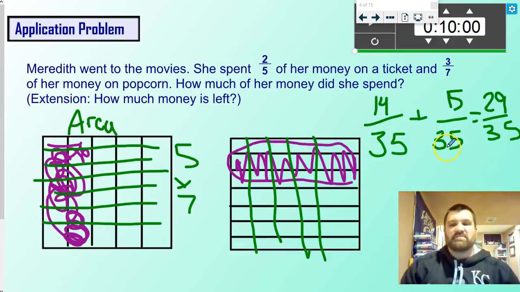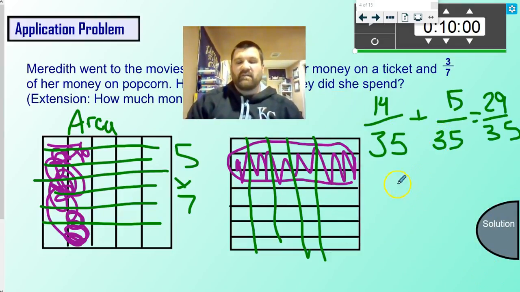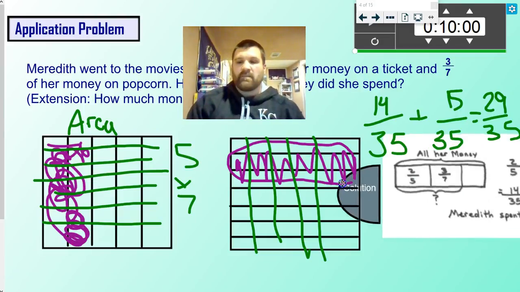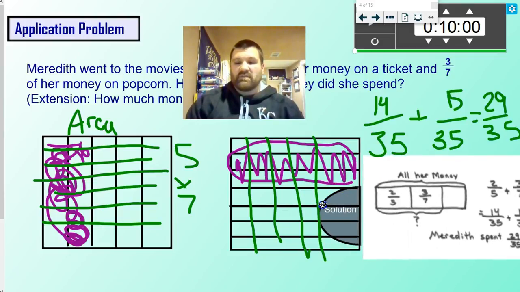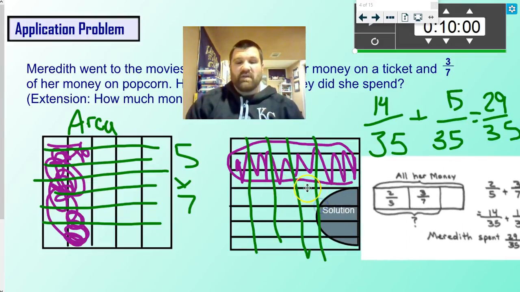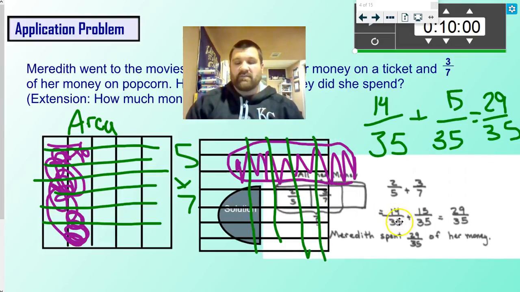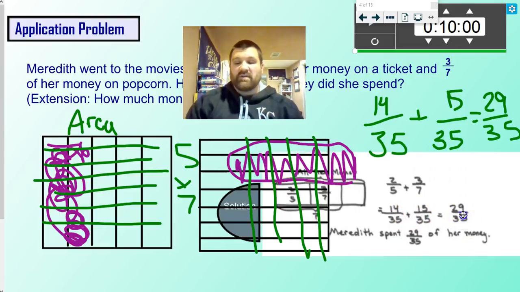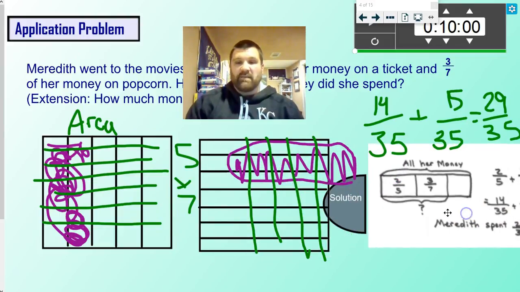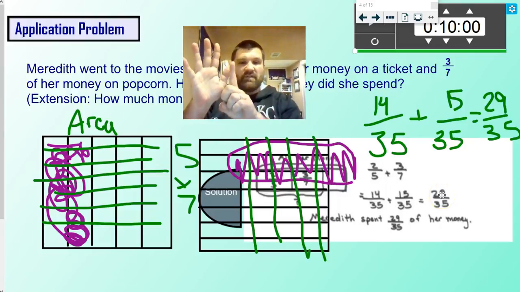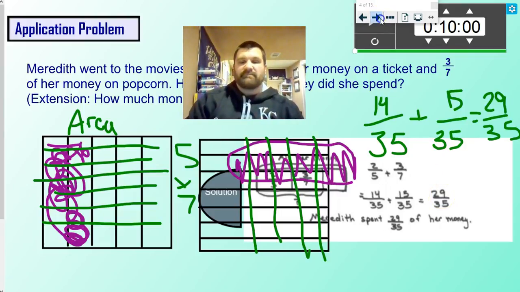Okay, so how much money is left? Well, she has 6 35ths left. Let's see if we're close. They actually drew a picture on this one. Then add 14 35ths, 15 35ths, 29 35ths, and how much money does she have left? Well, that's easy. What's remaining? 30, 31, 32, 33, 34, 35, so 6. Good job. Let's move on.